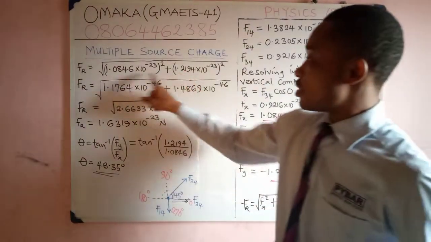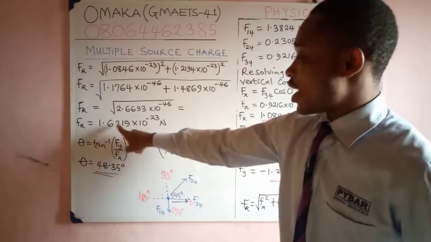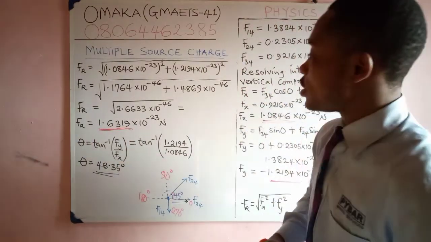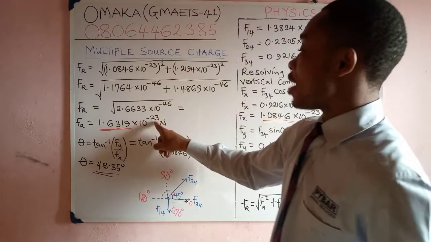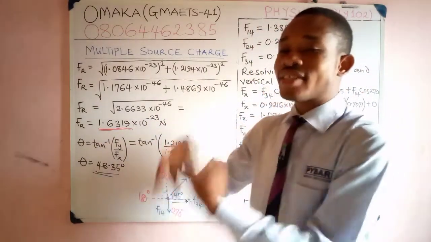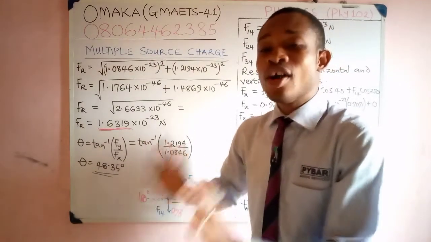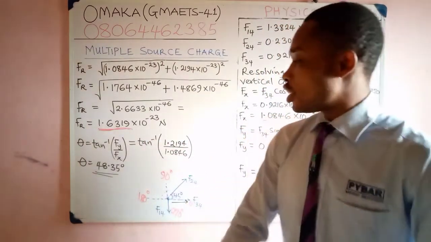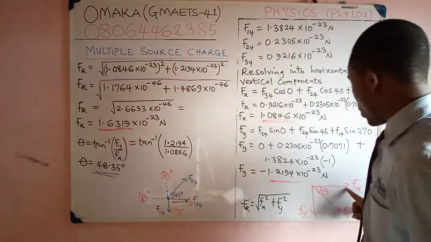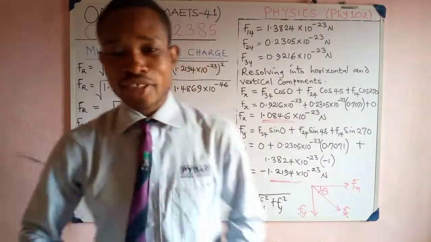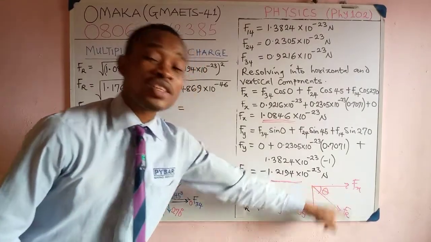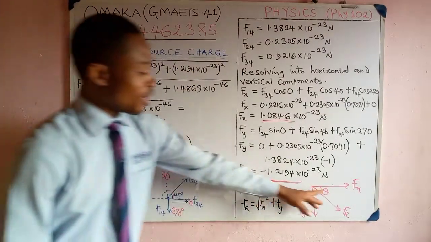If you substitute into this formula, is that okay? So work on that, solve it out, you're going to get your resultant to be 1.6319 times 10 raised to the minus 23 Newton. And that is our resultant force acting on the left lower corner of the charges. In conclusion, we get the value of the direction of the resultant force. Remember, I told you that the direction of the resultant force is the angle that the resultant force makes with what? The horizontal. So we're going to calculate theta here.